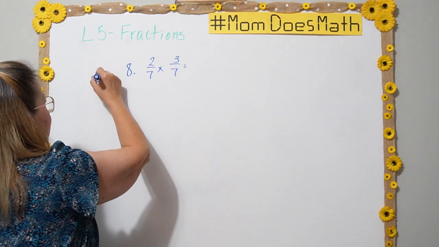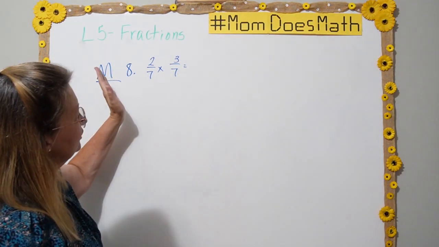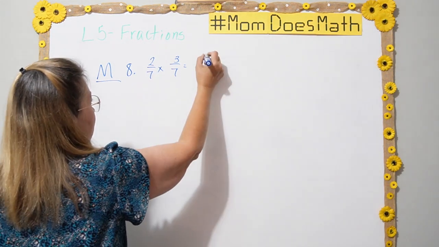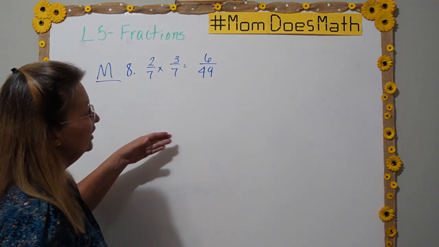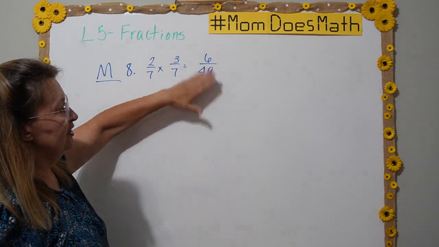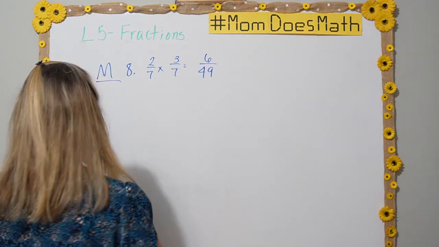Okay, number 8 is a multiplication problem. And when we multiply, we just go all the way across the top and all the way across the bottom. So 2 times 3 is 6. 7 times 7 is 49. So is there any way you can reduce that down? No, there's nothing that will go into 6 and 49. So that's your final answer.